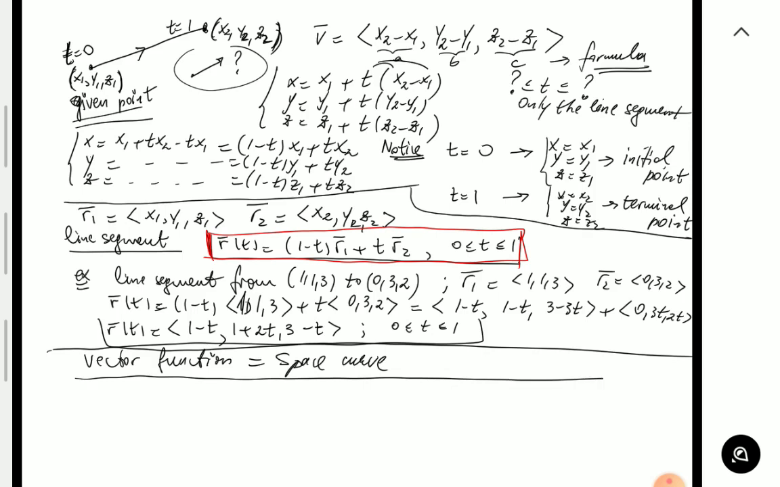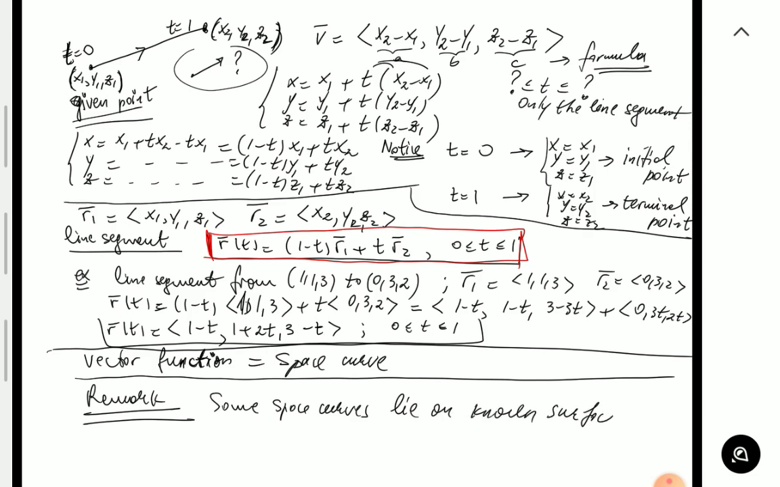One important aspect of these curves is important to notice and figure out when it's applicable. So let's write it as a remark, and then we're going to go over an example next time on the next page. Some space curves or trajectories lie on known surfaces. And it might be important to know the nature of that surface, like what is it, its shape. And mathematically, we can find the nature of that surface.